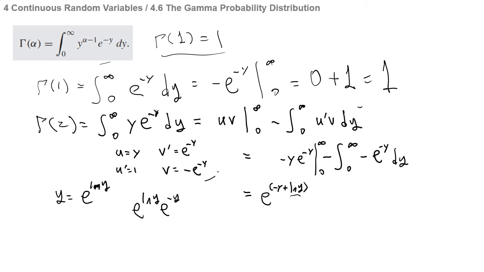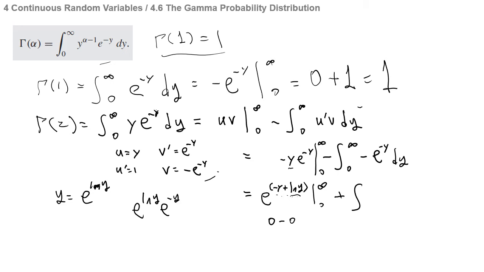So the full part goes to negative infinity, so this part becomes 0. This part is 0 when y goes to infinity, and this part goes to 0 again. If you put 0 in here, the y times e to the minus y, if you put 0 to y, then this part is again 0. So 0 minus 0 equals 0.